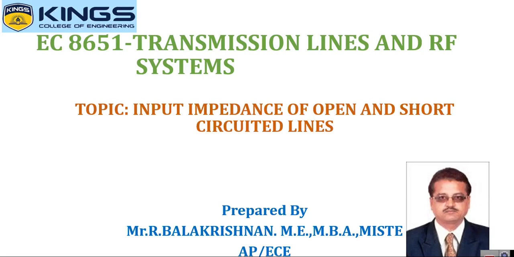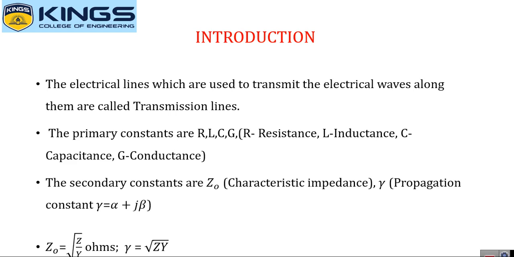Then we will see the input impedance of open and short circuited lines in transmission lines and RF systems. Electrical lines which are used to transmit electrical waves along them are called transmission lines. The primary constants are R, L, C, G, that is resistance, inductance, capacitance and conductance. The secondary constants are Z0, the characteristic impedance, and gamma, the propagation constant. The propagation constant consists of alpha and j beta, where alpha is the attenuation factor and beta is the phase constant, as we already know.